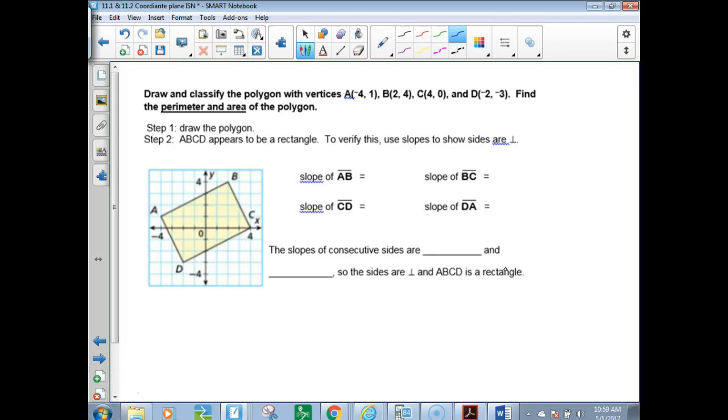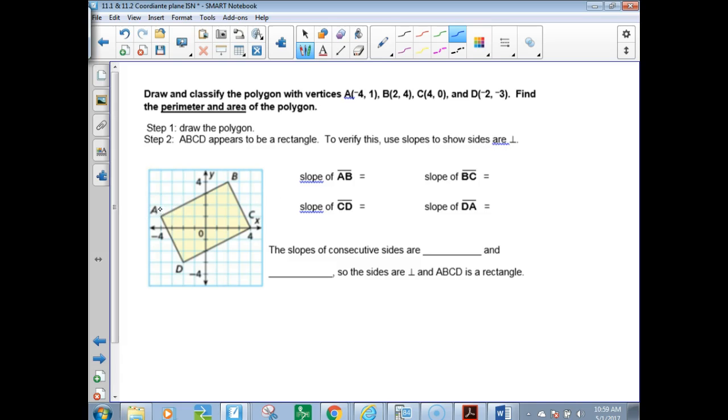Next, we have a little more complicated problem in that we're going to classify the polygon first, and we're going to find its perimeter and area. So you would first plot the points and draw the polygon. It appears to be a rectangle. To verify this, use slopes to show the sides are perpendicular.